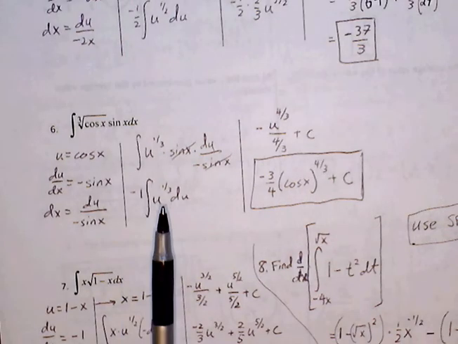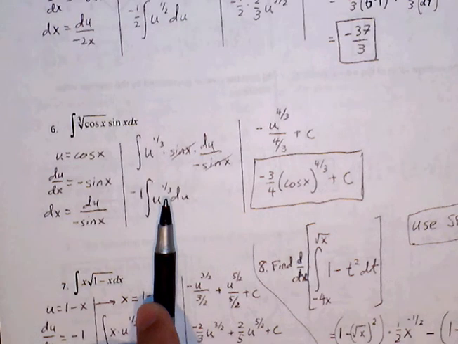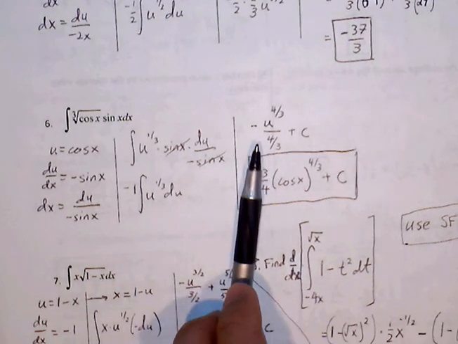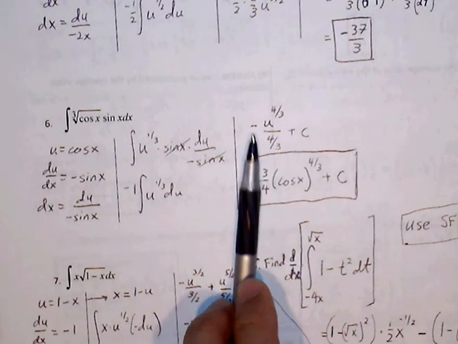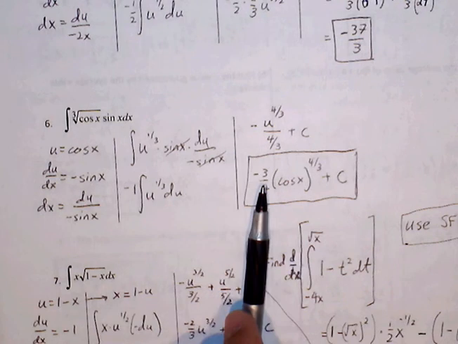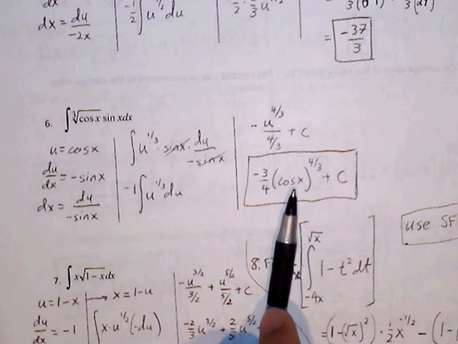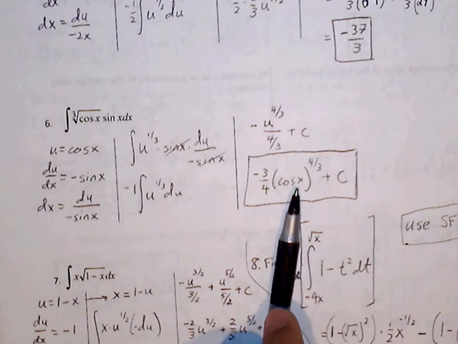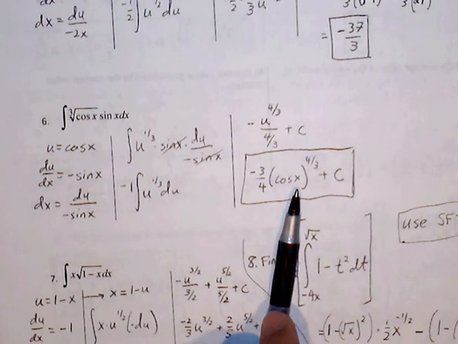Okay. Now we're ready to apply the power rule. So add 1 to this initial exponent. So 1/3 plus 1 is 4/3. So negative u to the 4/3 over 4/3. Flip the reciprocal to bring it up to the top. So we get negative 3/4 u to the 4/3. Okay. We want to replace u in terms of the original value, in this case cosine of x. So negative 3/4 cosine of x to the 4/3 plus c.